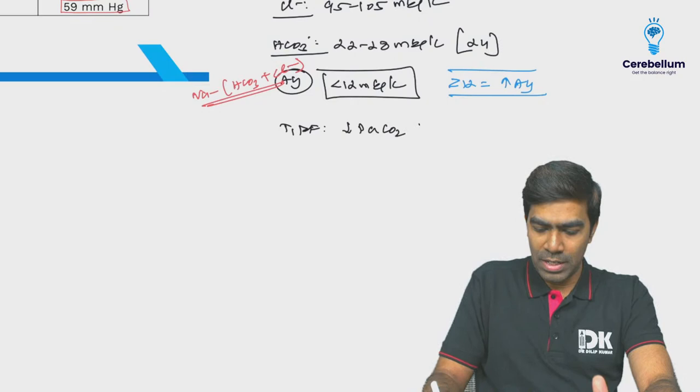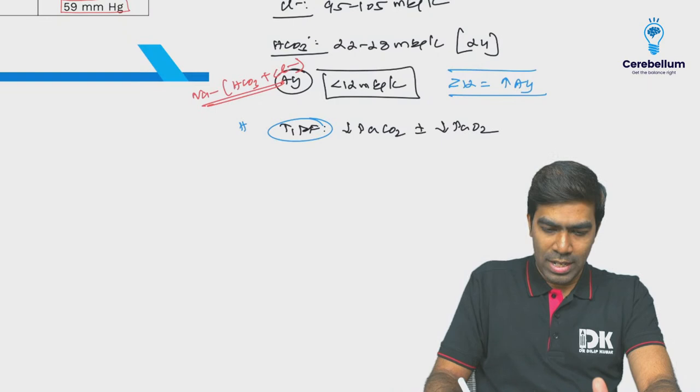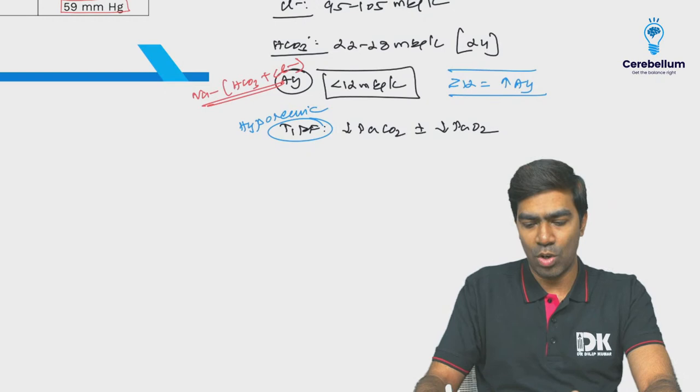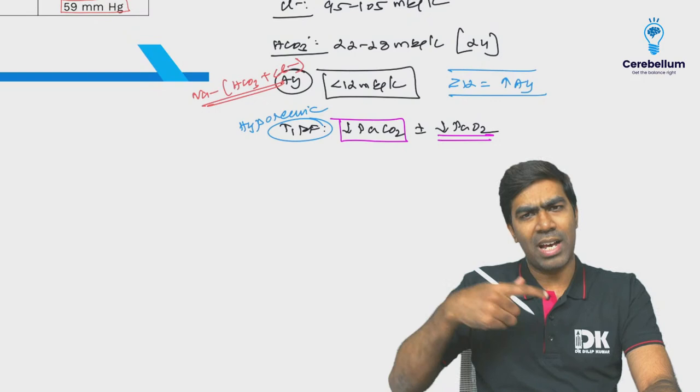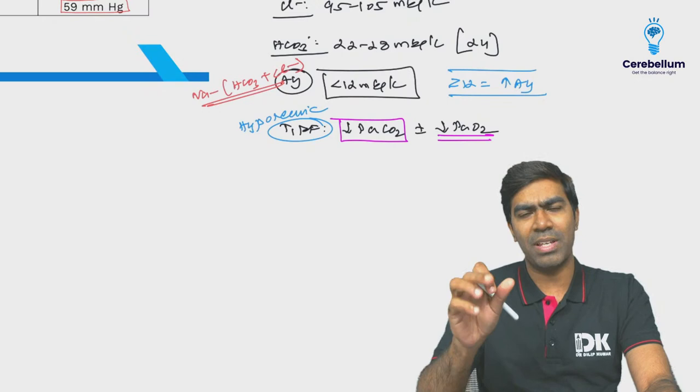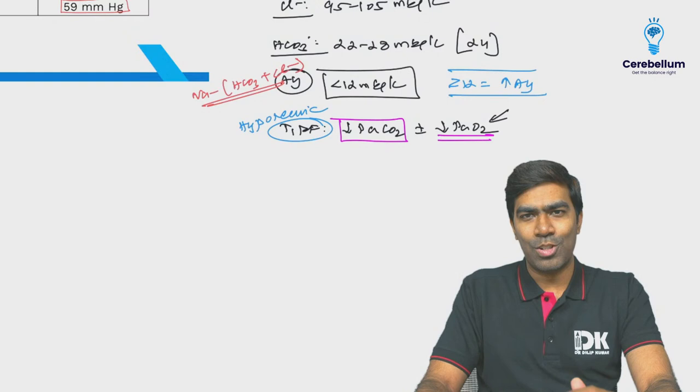So what is the other name for type 1 respiratory failure? It is called hypoxemic respiratory failure. It is low PaCO2, that's the most important, plus or minus low PaO2. And many students can ask me a question: Sir, type 1 respiratory failure is a hypoxemic respiratory failure, which means the low PaO2 should be there, right? So why are you writing plus or minus low PaO2? That's the question many students are going to ask.